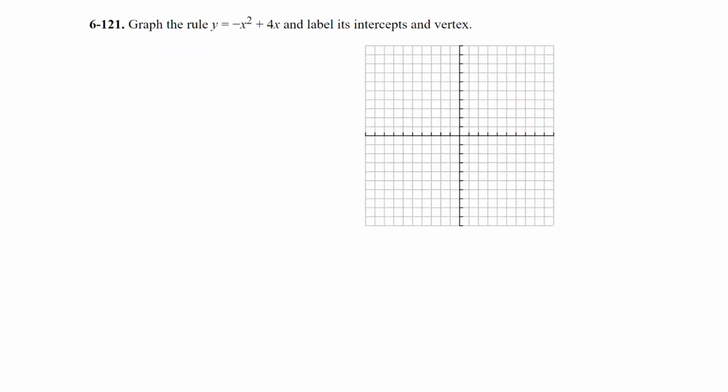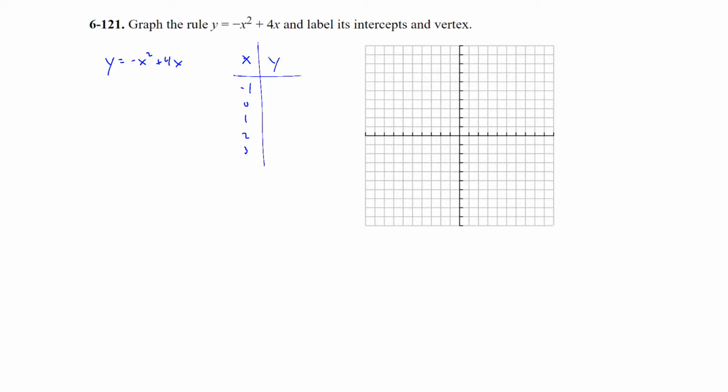Question 121. Graph the rule y equals -x squared plus 4x and label its intercepts and vertex. So for right now, for graphing quadratics, we will learn a different way later on. But for right now, we're just going to use a t-chart. We're going to plug in some negative values, plug in some positives. And what we're looking for is the U shape that we know should exist. And so we're looking for that symmetry as well.